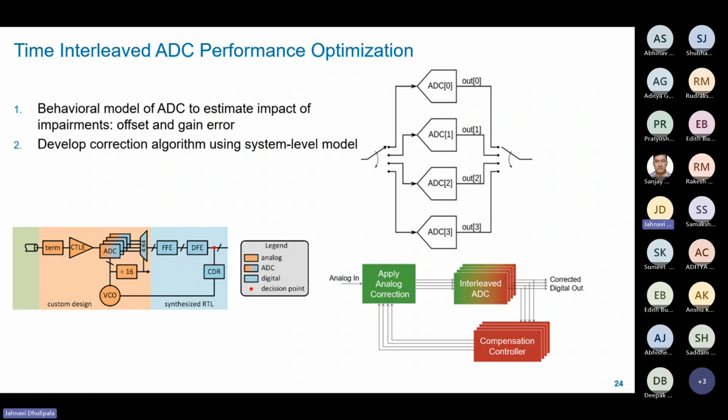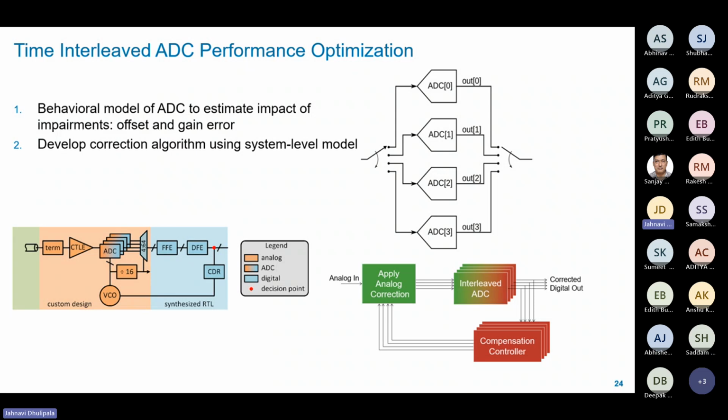Secondly, we will develop a correction algorithm using a system-level model. We will experiment with possible architectures for the correction algorithm. At last, we will verify the performance of the ADC with the correction algorithm using SystemVerilog models. We will use this model transformation to go from architectural studies and behavioral modeling towards the ADC implementation.